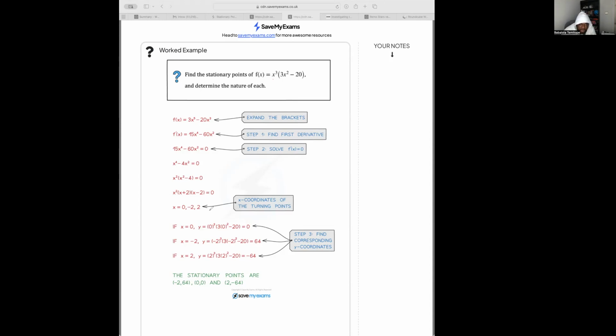So x is going to be equal to 0, x equal to minus 2, and 2. Those are 3 points. So when x equals 0, what is y? y will be equal to 0 too. Put it back into that equation. When x equals minus 2, y is going to be equal to 64. And when x equals 2, y equals what? Minus 64. Those are the stationary points.